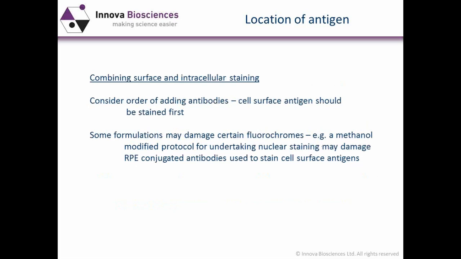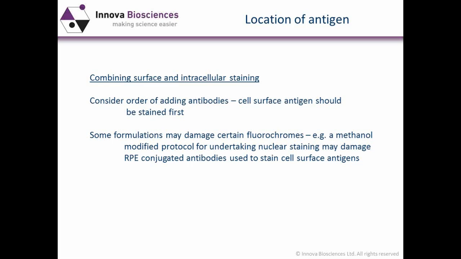It's quite possible to combine staining of cell surface markers with intracellular staining. Again, perhaps the most common example would be staining cytokines within lymphocyte subsets. So for instance, you might want to look at CD4 and CD8 cell subsets using cell surface markers and cytokines such as interferon gamma, interleukin 2, etc. within the cells. Consider the order of adding your antibodies if it's going to be relevant. You may need to stain the cell surface antigens prior to permeabilization.